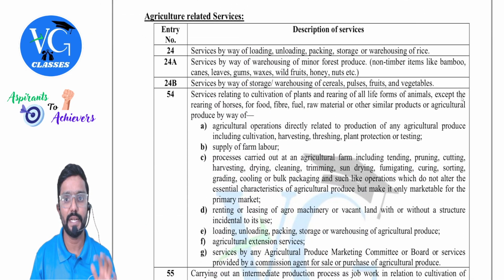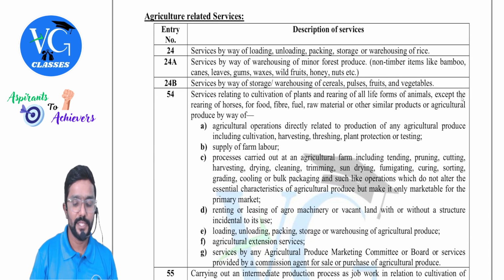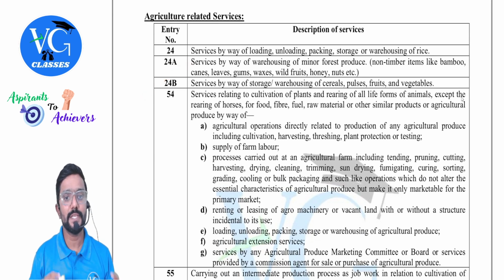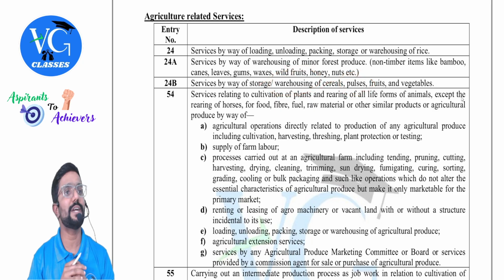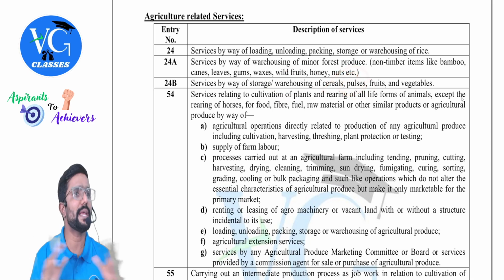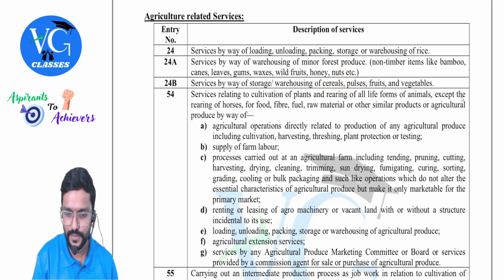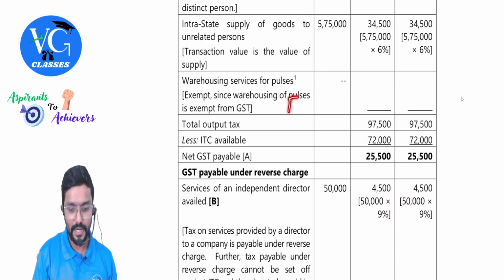This is under agriculture related services. Where is pulses? 24B. Services by way of storage or warehousing of cereal or pulses, fruits and vegetables is exempt. So in this case, it was pulses. So it is exempt. Got it? Yes. And please be careful.